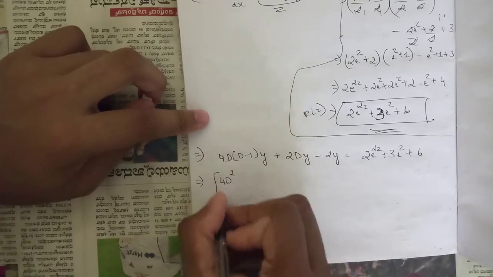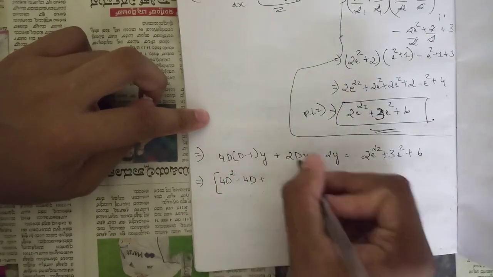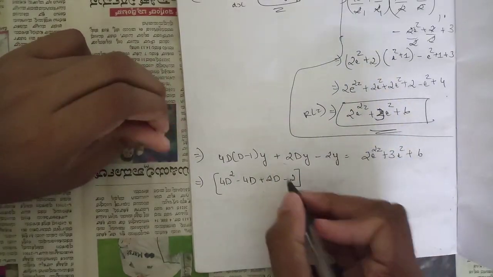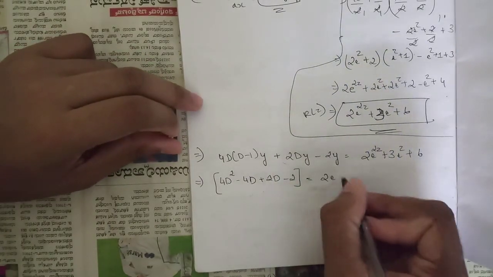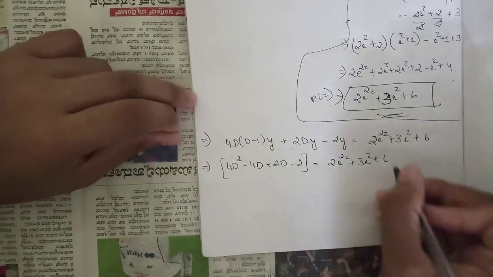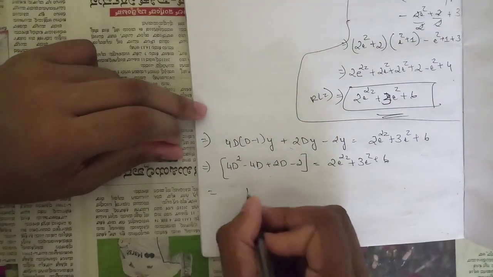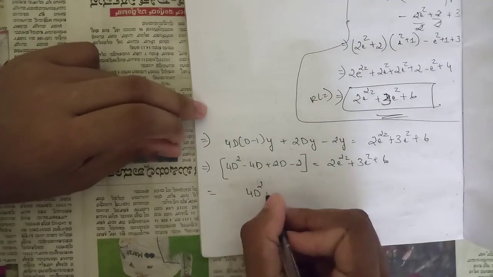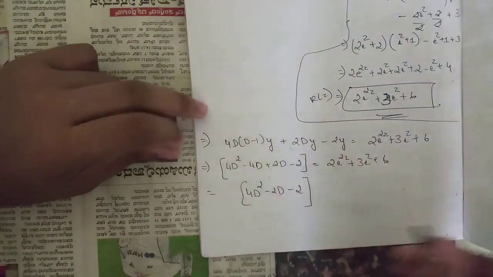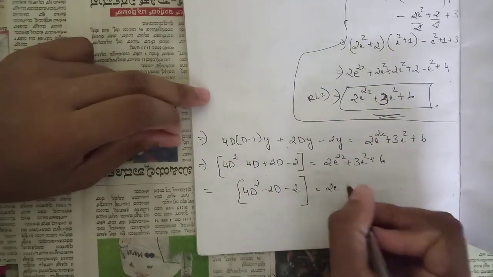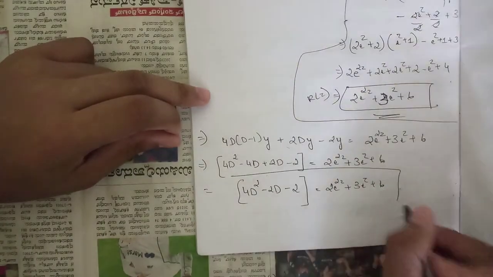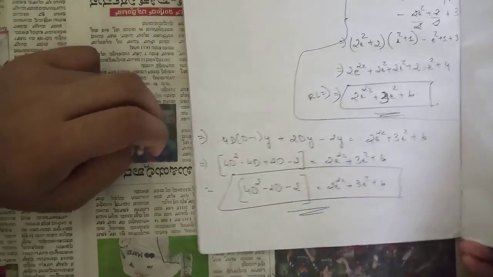4d square minus 4d plus 2d minus 2 is equal to 2e power 2z plus 3e power z plus 6, right? So we get 4d square minus 4d plus 2d minus 2 is equal to 2e power 2z plus 3e power z plus 6. Yeah, so we have got it.